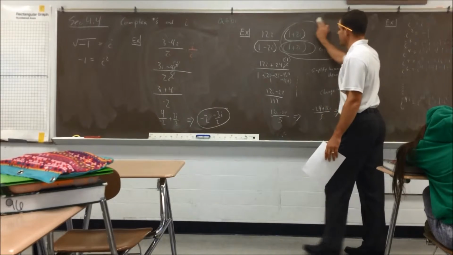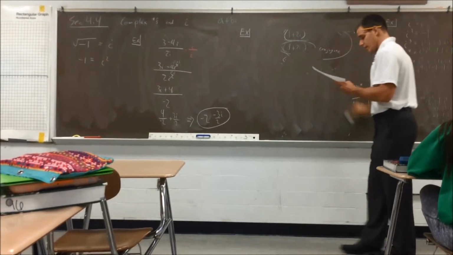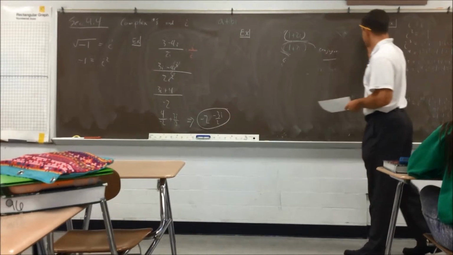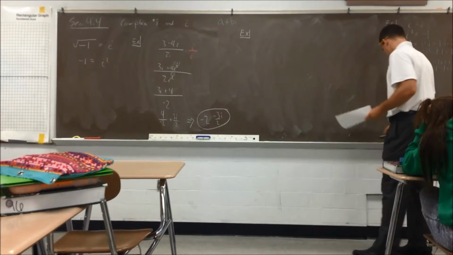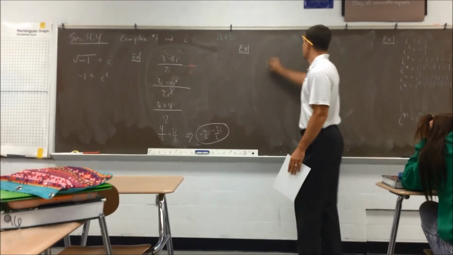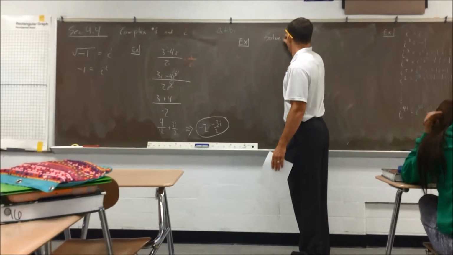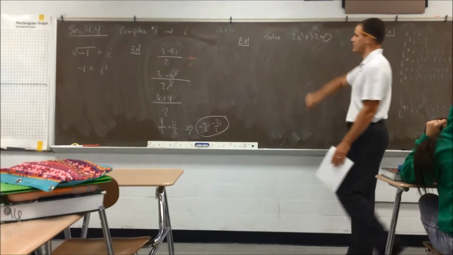All right. And the last one here. I'm going to show you two different ways to do this. Solve 2x squared plus 32 is equal to 0.